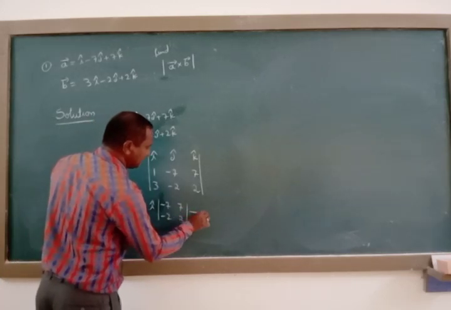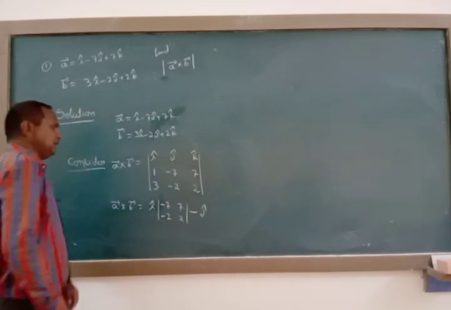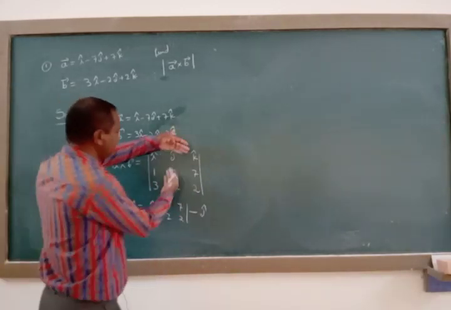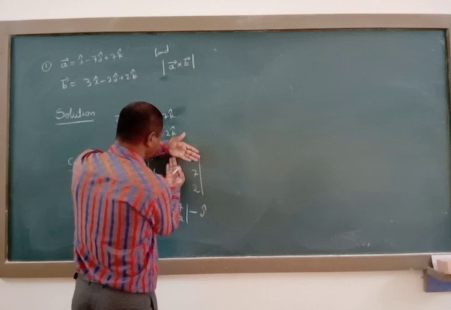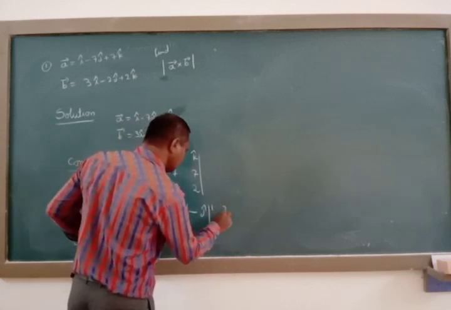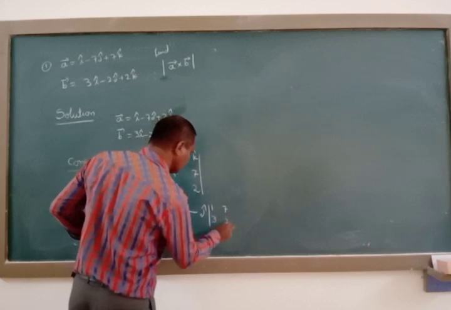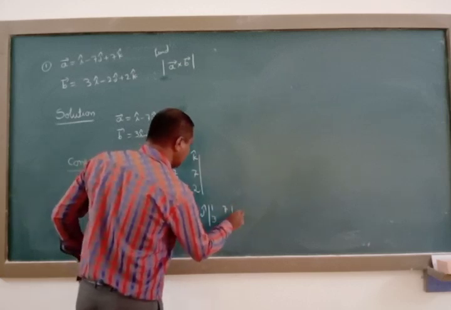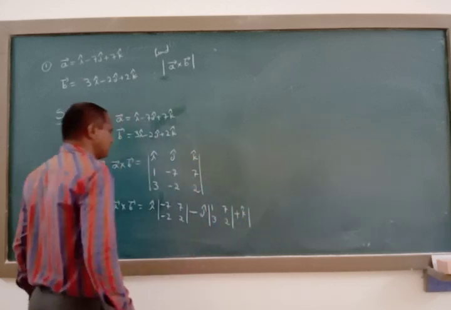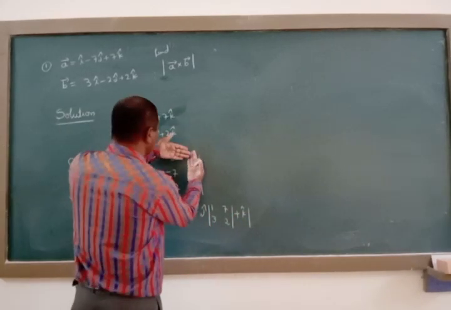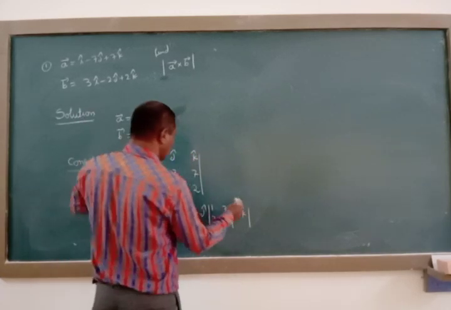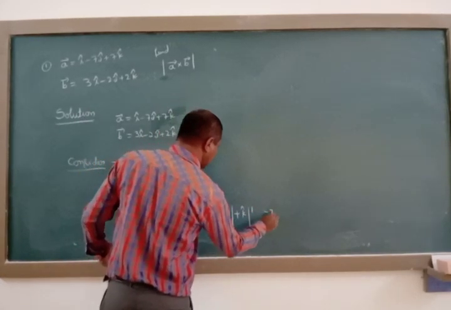Next sign is minus, j cap. j cap is present in the first row and second column. Delete them, then you will get the 4 numbers: 1, 7, 3, 2. Plus k cap. k cap is present in the first row, third column. Delete them, and you will see 4 numbers: 1, minus 7, 3, minus 2.